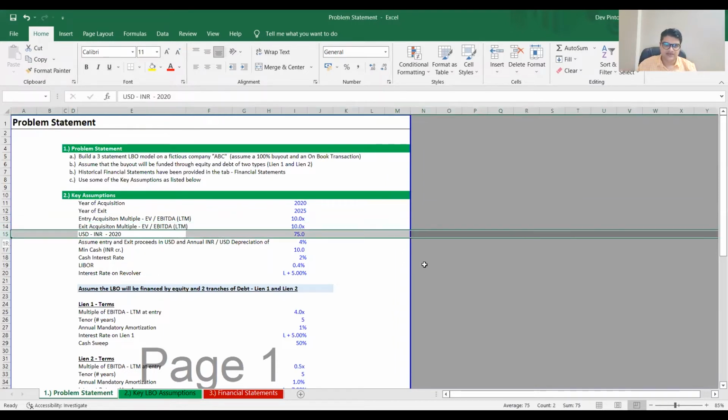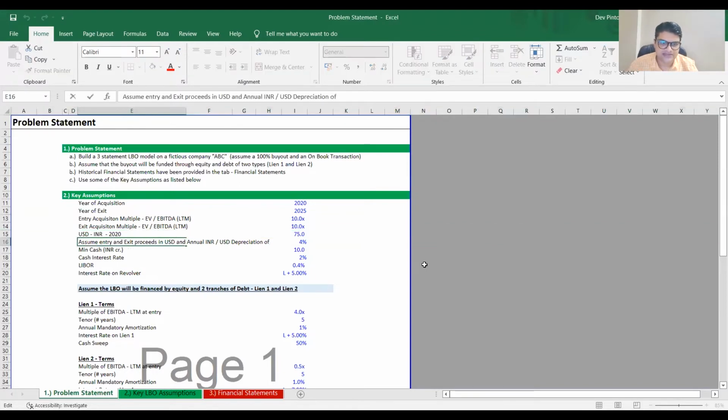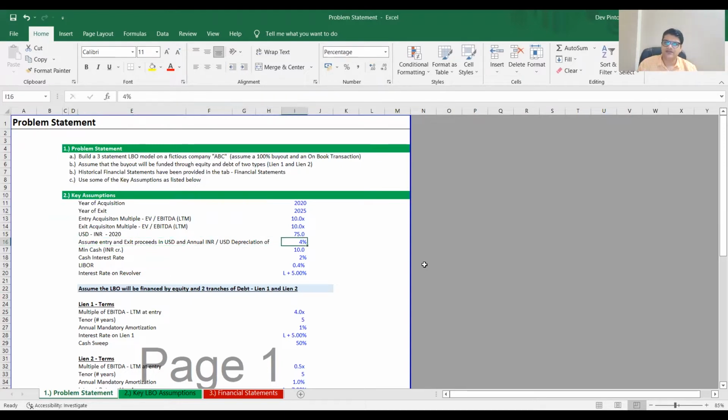USD INR rate of 2020 75. Assume entry and exit proceeds in USD and annual INR depreciation of 4%. So assume that the 75 depreciates every year by 4%. Because of that, this rate will not be 75 when we exit in 2025, right? It will be 75 into 1 plus 4% raised to 5.